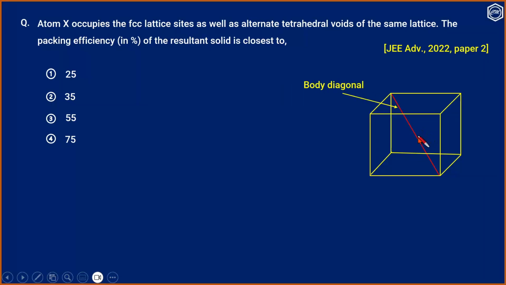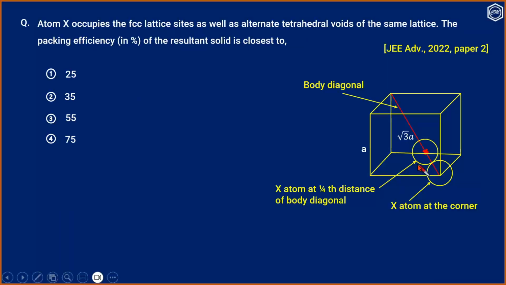This is the body diagonal which connects the opposite corners of the cube. Body diagonal is root 3a, where a is the edge length of the cube. And this circle represents the X atom at the corner. And this is the X atom that lies in the tetrahedral void. The tetrahedral void is at a 1/4 distance from the corner along the body diagonal. This is the X atom that lies in the face center. This distance is 2r, that is 2 radii.